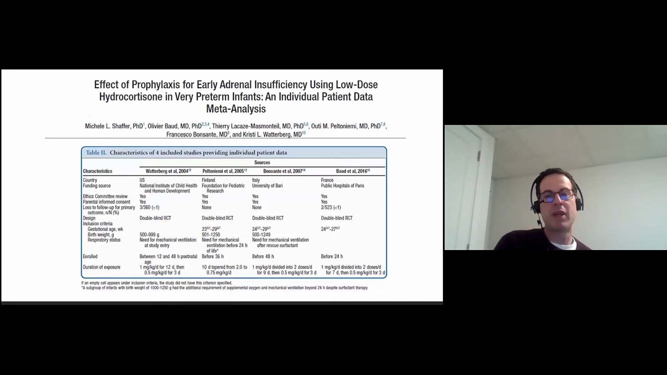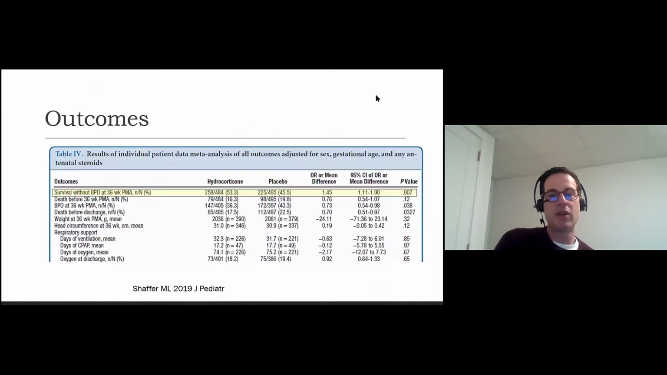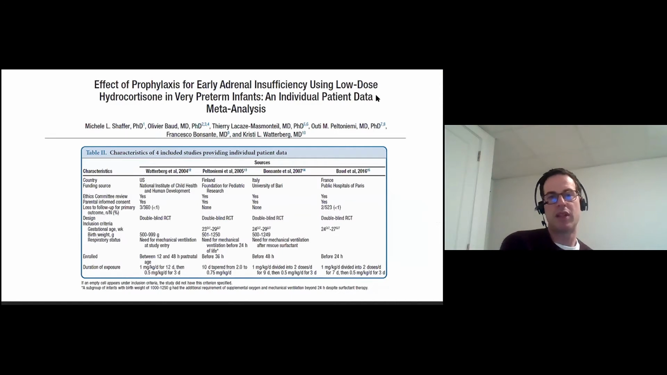Looking at, as I mentioned, I said we would look at prophylactic hydrocortisone. This, and many of you are probably aware of this, was the individual patient meta-analysis that was anchored by Christy Waterberg, who had done much of the research in this over the years. She was behind the PROPHET study, as you likely know, back in 2004.